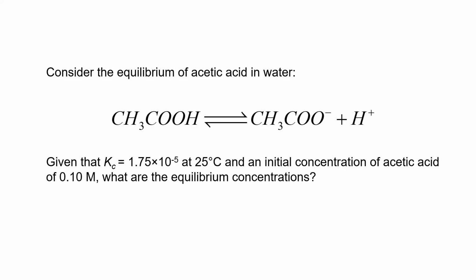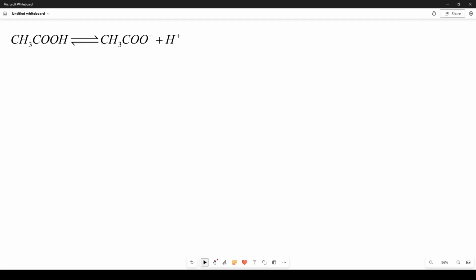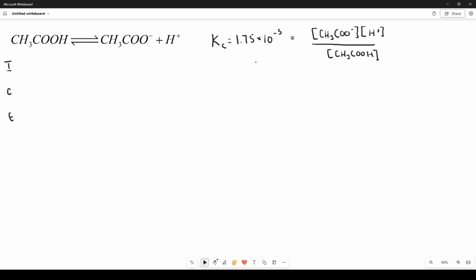We start with our equilibrium expression, where the acetic acid dissociates to form an acetate anion and a proton. Our equilibrium constant, Kc, is equal to 1.75 times 10 to the minus 5, and that's now equal to the product of our product concentrations divided by our reactant concentrations. Next, we need to set up our ICE table, which reflects the initial change in equilibrium concentrations.